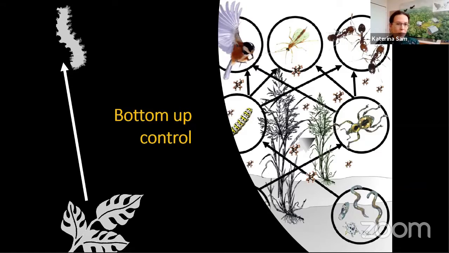And this aspect is called the bottom-up control. Generally, it is the idea that plants by themselves, by production of a huge amount of biomass and by having their own defenses, are controlling the higher trophic levels.